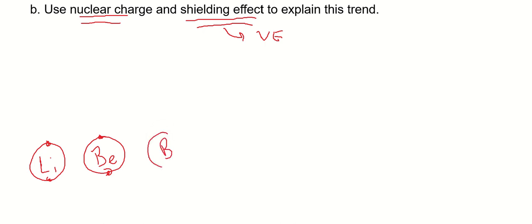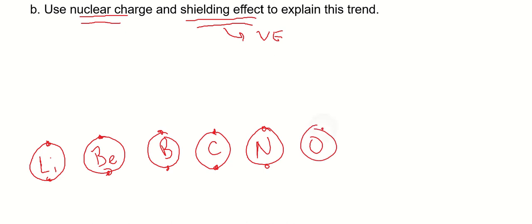Boron's next, carbon's next, nitrogen's next, oxygen is next, which is the second most electronegative, and fluorine's there. We don't need neon, since neon's not on the graph. Don't they all look the same? They all look the same in terms of their first energy level having 2 electrons.